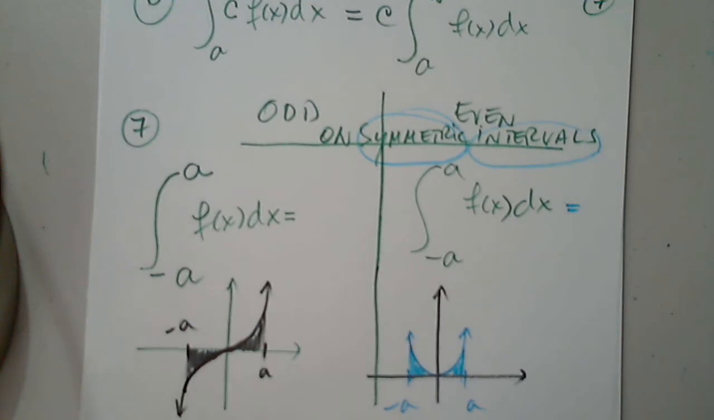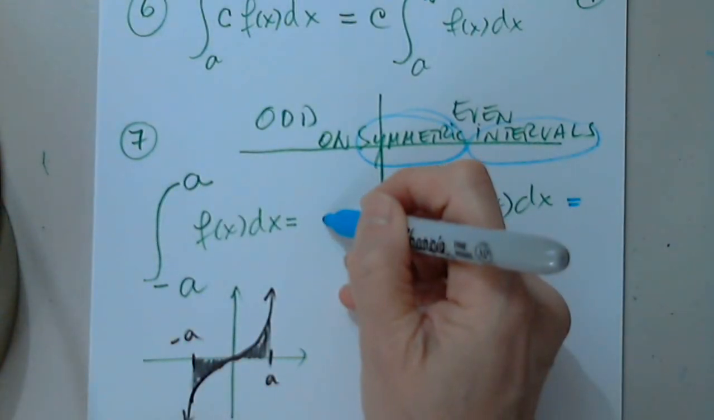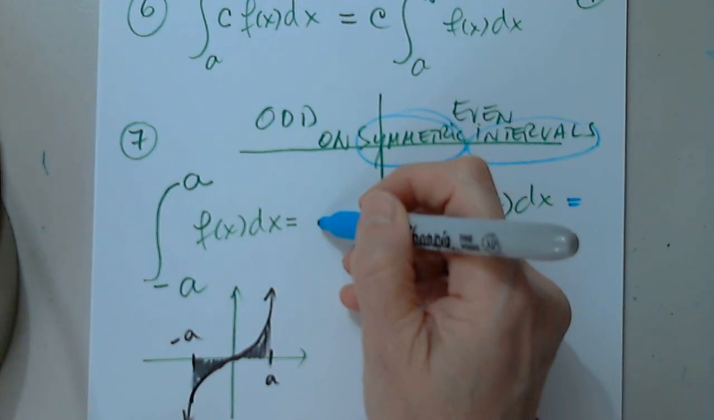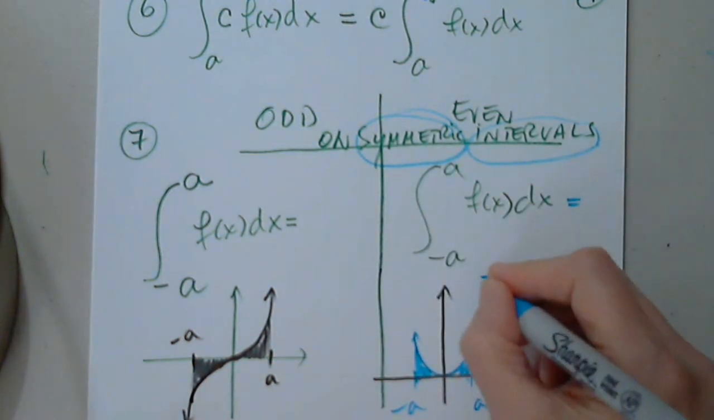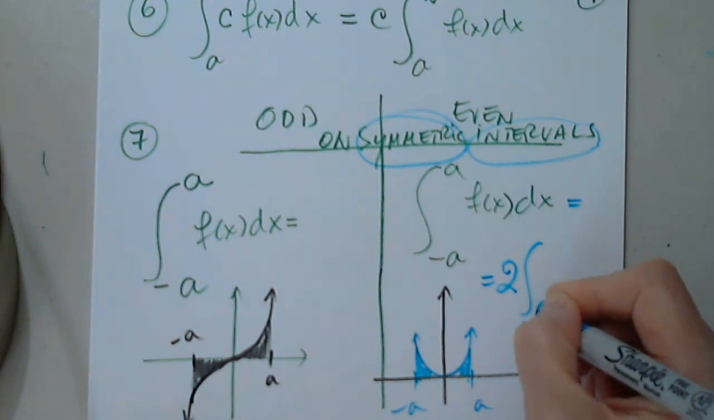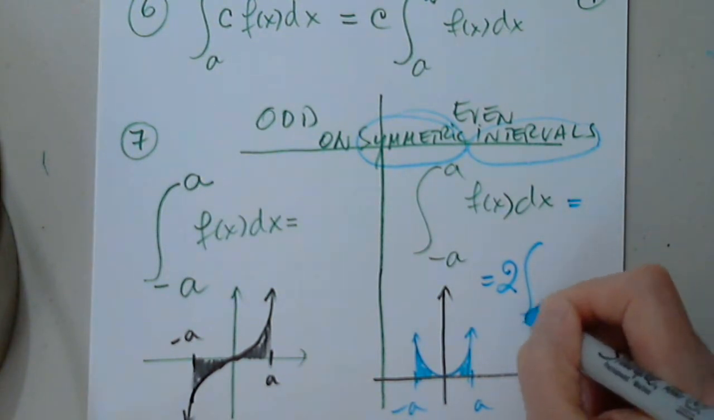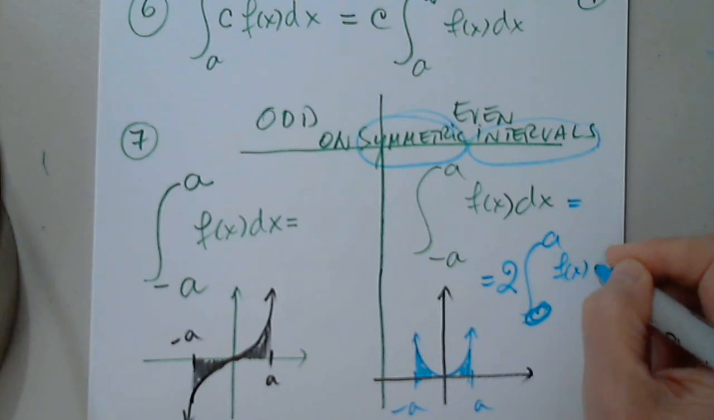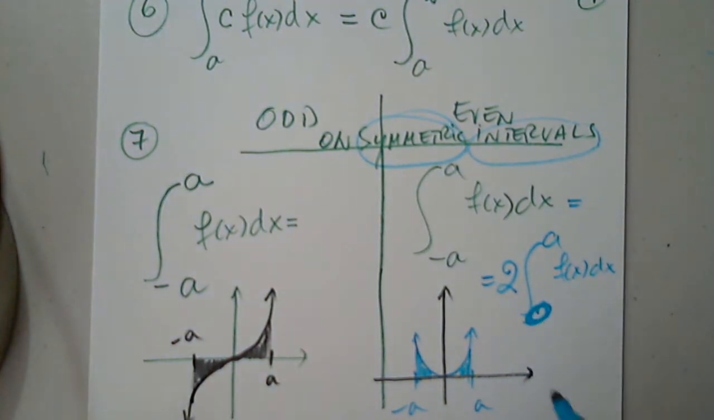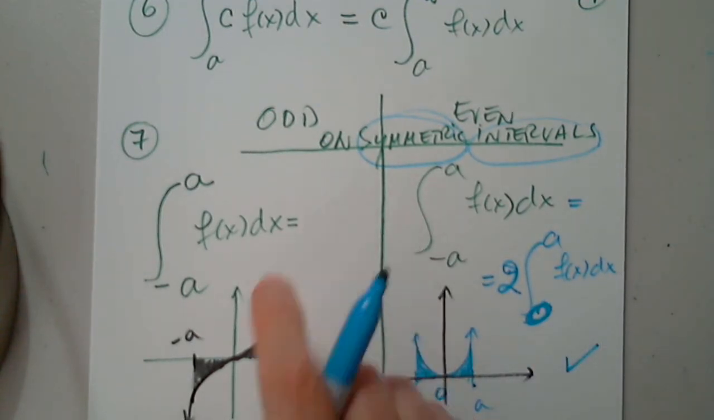Would it be the integral from 0 to a of f of x dx times 2? For this one, 2 times the integral from 0 to a of f of x dx. Because this area is identical here, so I put 2 in front and determine the area from 0 to a of f of x dx and simply multiply by 2. Awesome. What about here?